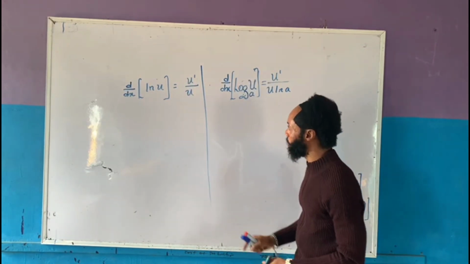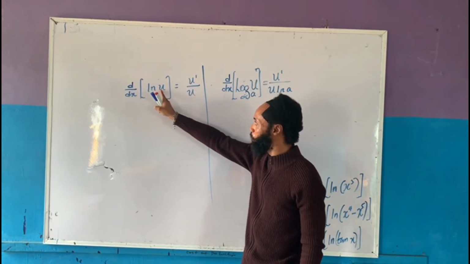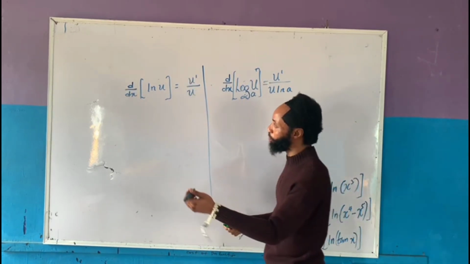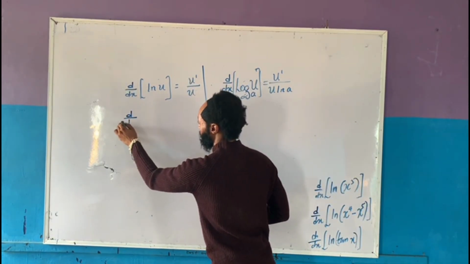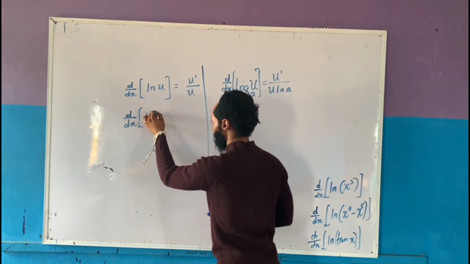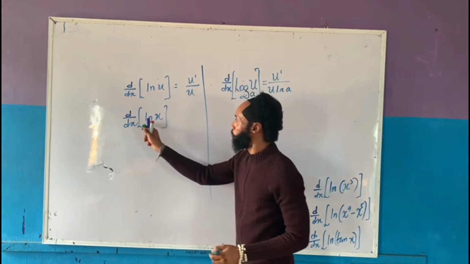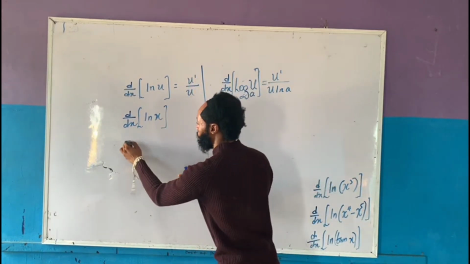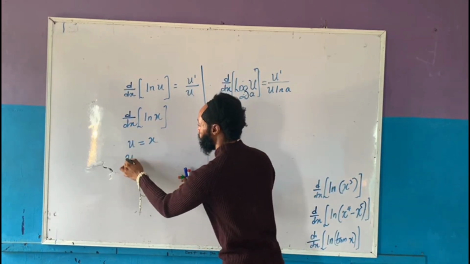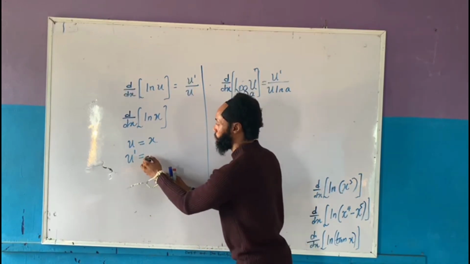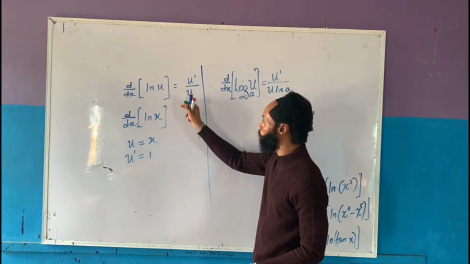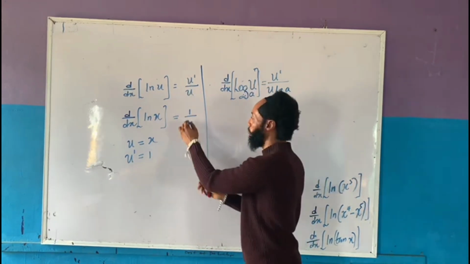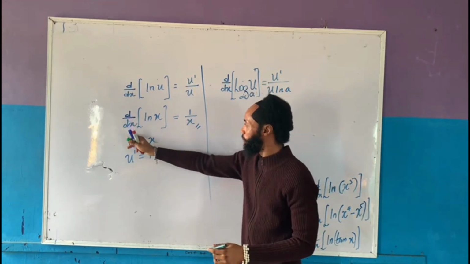Now let's look at it. If you are differentiating ln u, you're going to get u prime all over u. Now let's apply that to ln x. d/dx of ln x. Now remember, u prime, what is our u? Our u is x. So if u equals x, therefore u prime is what? If you differentiate x, what will you get? 1. Remember, it is u prime over u. Hence, u prime is 1, and our u is x. So we have d/dx of ln x is 1 over x.